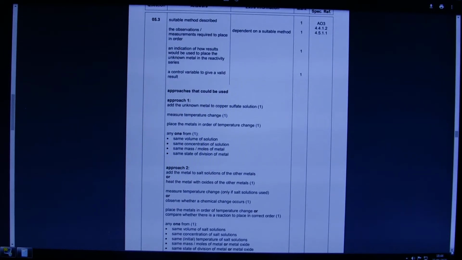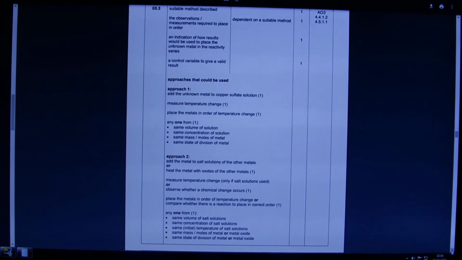Measure temperature change on the salt solutions used, or observe whether a chemical change occurs. How do you know whether a chemical change occurs? You don't need to specify how you know, you just observe it. Place the metals in order of temperature change, or whether there is a reaction.